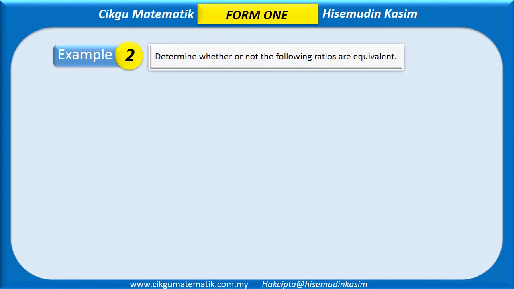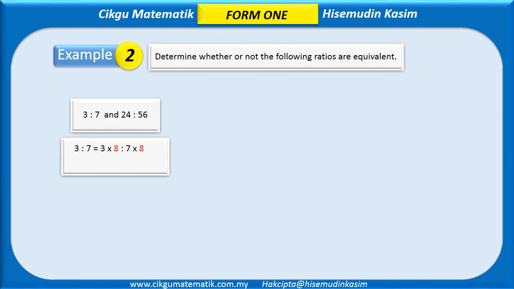Example 2. Determine whether or not the following ratios are equivalent. The ratio of 3 to 7 and the ratio of 24 to 56. The ratio of 3 to 7 equals 3 times 8 to 7 times 8, equals 24 to 56. Thus, the ratio of 3 to 7 and 24 to 56 are equivalent ratios.